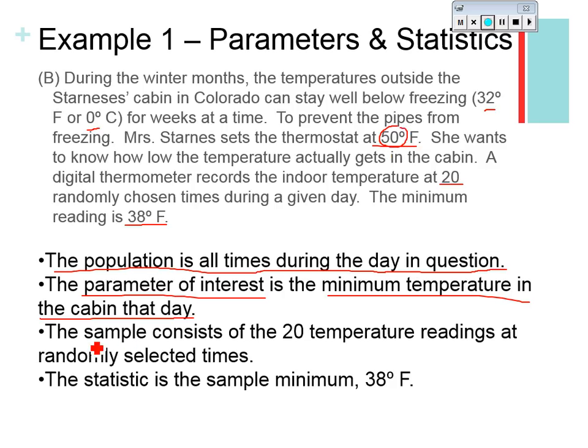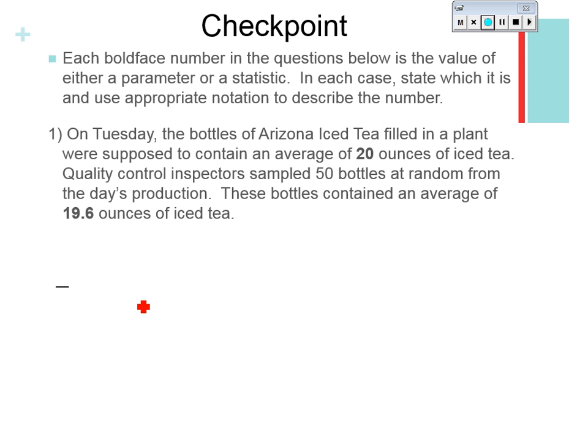The sample, in this case, is the 20 different temperature readings that they take, and the statistic ends up being the sample minimum, which in this case, of the 20 samples that they took, the minimum reading was 38 degrees Fahrenheit. That's the value of the statistic. So that's just some different things with some terminology involved with parameters and statistics. So some more questions involving that.